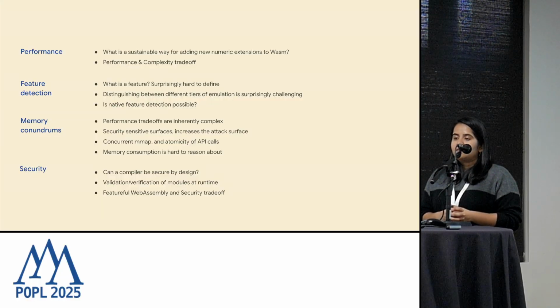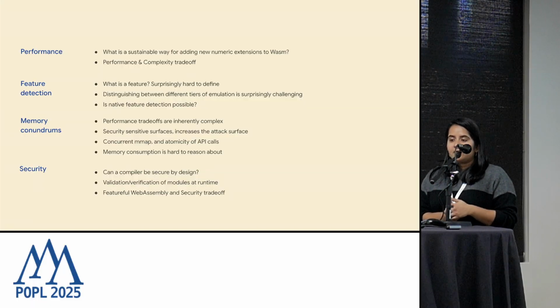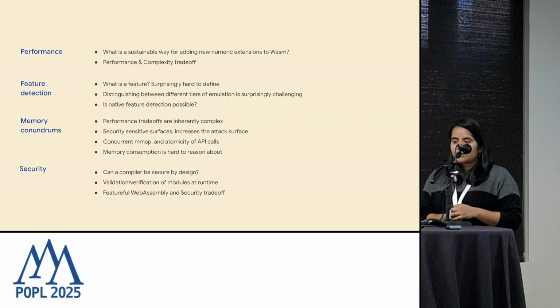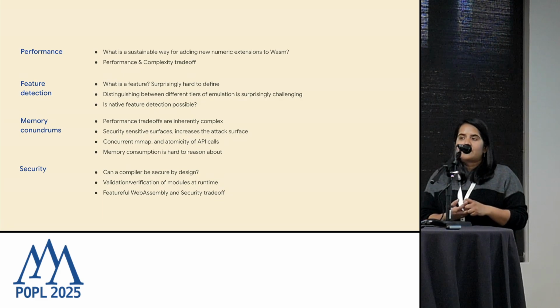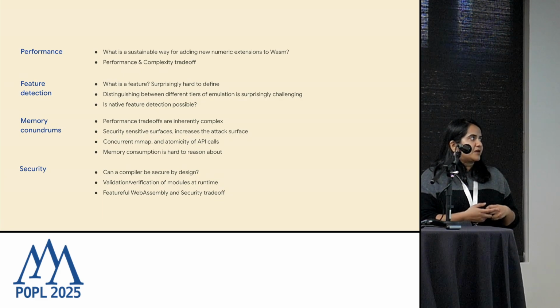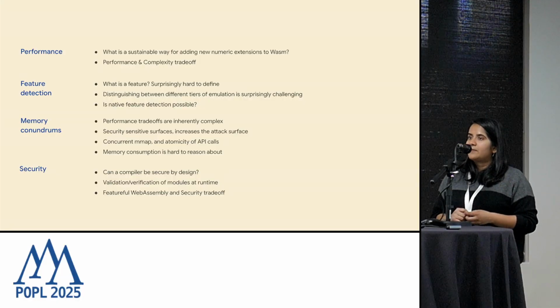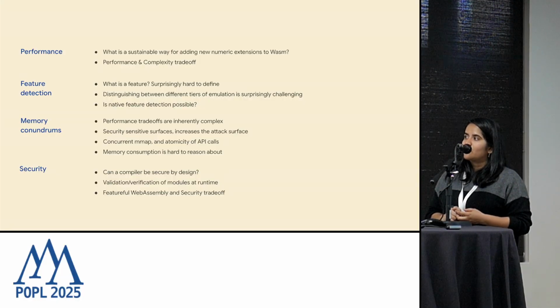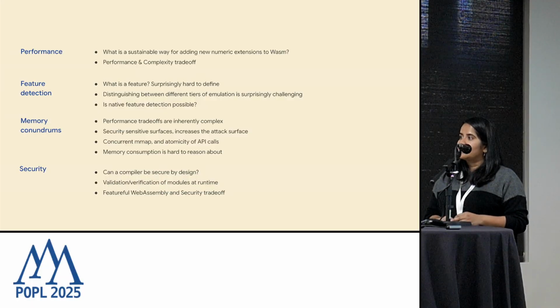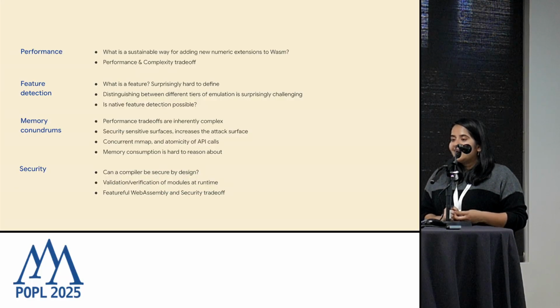So there are challenges with emulation, and it's not clear if this is actually possible. We just talked a lot about memory conundrums where performance trade-offs are inherently complex. We have a lot of security-sensitive surfaces when we touch the memory, and historically this has also been true. I think there was one year where Google may have paid more in bug bounties than my salary for that year, but I don't want to talk too much about that.